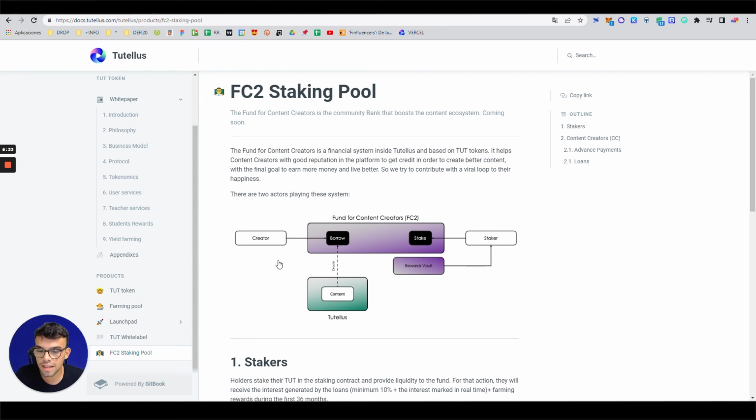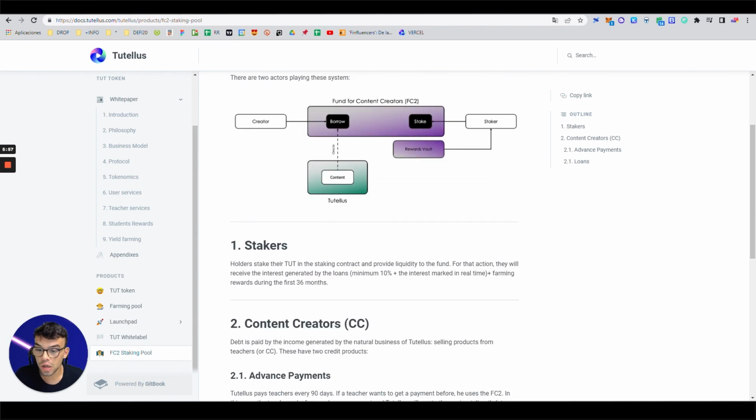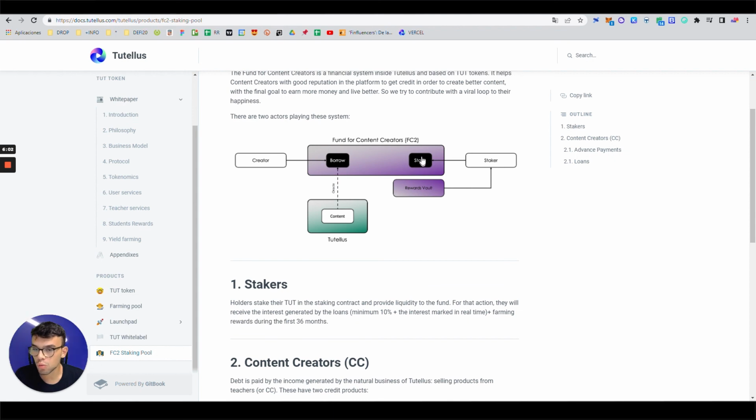We could say that this is like a bank. Okay, it's a bank where creators can borrow money in order to pay promotions, in order to improve their content, in order to make their education tools better, and they can take those funds from the pool, from the FC2. This money that has been borrowed to the creators comes from the stakers, and we can have a look at that here. The holders that stake their TUTs will be the ones that will provide funds to the creators, and these stakers are going to be rewarded from the reward wallet.